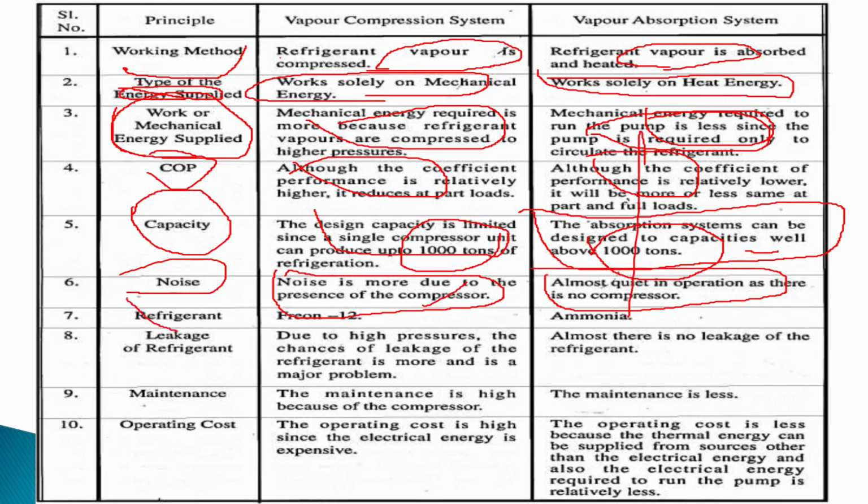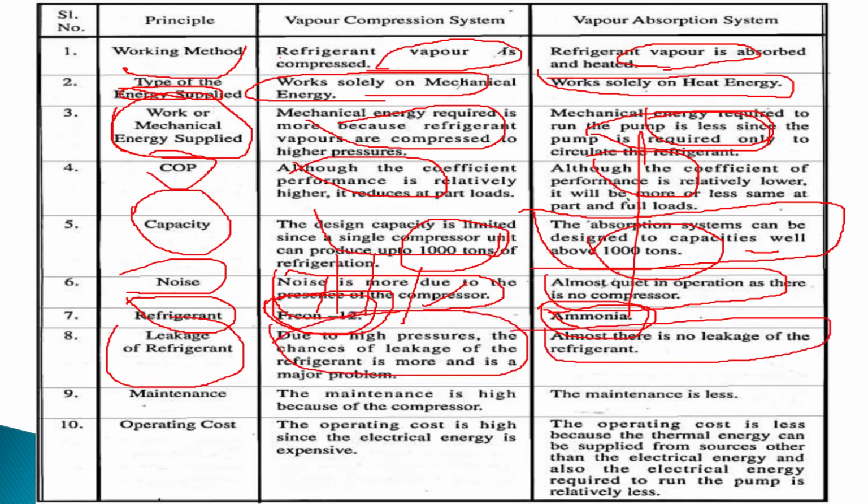Then the refrigerants used here are usually Freon R12 or R22 like that. So here we use ammonia. The main problem is that these freons or CFCs have a higher ozone depletion potential, ODP. So depletion of the ozone layer is caused because of these CFCs. But such a problem is not there with ammonia. Then leakage of refrigerant: due to high pressure, there is a possibility of leakage here. But here there is almost no leakage.